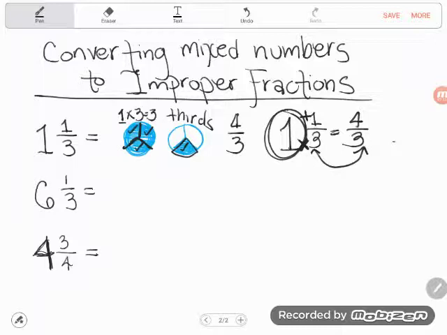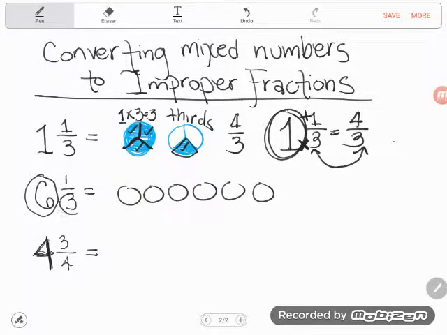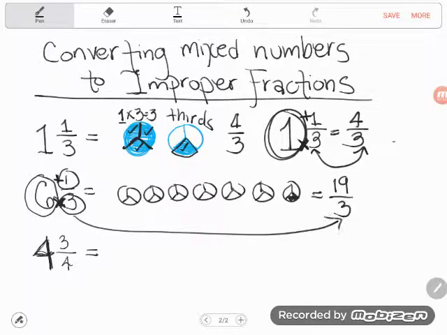Okay, let's try it with 6 1/3. If I have 6 whole things, 1, 2, 3, 4, 5, 6, and I cut each one of them in thirds, that's getting 3 pieces out of each one of them. That's getting 3 pieces 6 times. That will give me 18 thirds. But I didn't just have my 6 whole things. I also had this one little third all over here by itself. So I have 18 plus that one piece, 19. How many thirds do I have? I have 19 thirds. Notice my denominator did not change. 19 thirds.